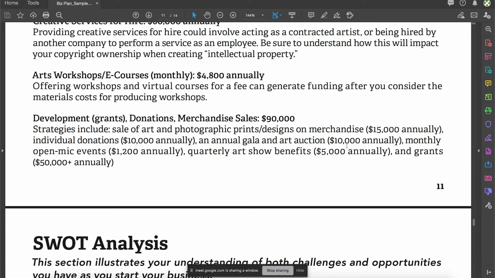You can host an open mic every month and you can charge for it. You can also do a quarterly art show in partnership with a nonprofit so that you earn money and then you can donate a portion of it. And then, of course, grants. There's always grant writing.